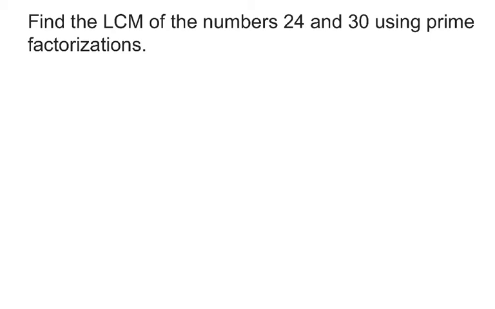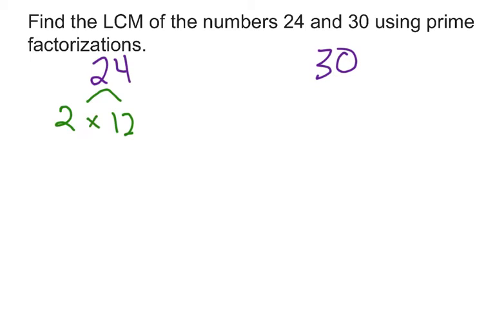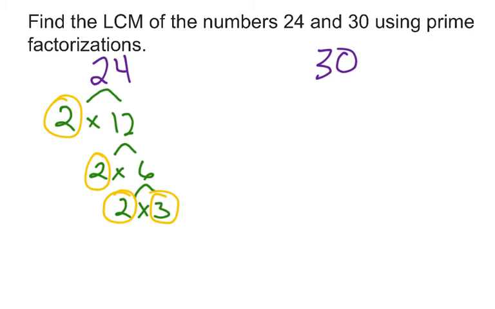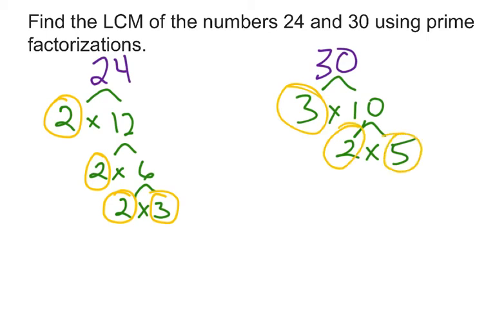So again, I need to find my prime factorization of 24 and 30 using a factor tree. So 2 times 12 is 24. I could have picked 6 times 4 as well. I have 2 times 6, 2 times 3. So now I see that I have my prime factorization of 24. For 30, we have 3 times 10, and 10 can be factored into 2 times 5. So now I have my prime factorization of 30.